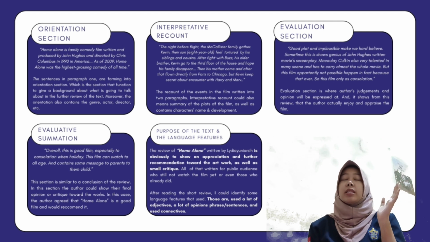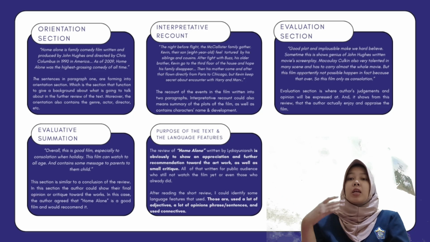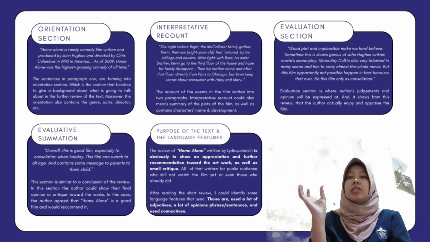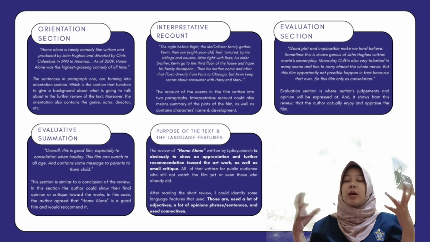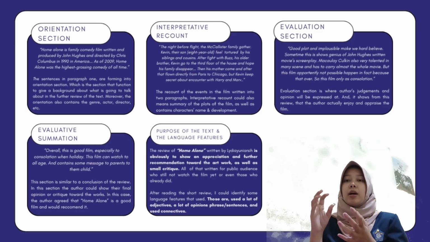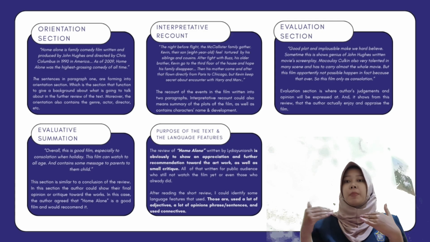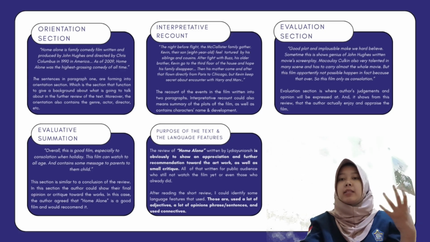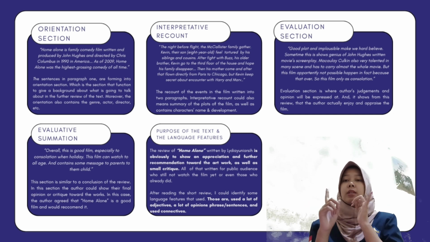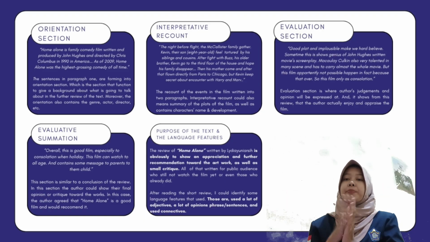In this section, I put some paragraphs for every section so you can read them. The orientation section basically functions to give background about the work that is going to be reviewed. So for example, this is a review about Home Alone. In this orientation section, the paragraph will explain what exactly it is, who the director of Home Alone is, who the actors are, and so many more.